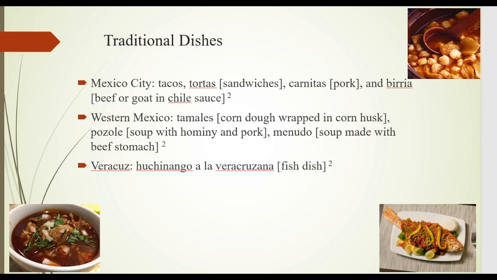And lastly, in the area of Veracruz, they use a lot of seafood for their dishes, and one of their most traditional and most popular dishes is called Huachinango a la Veracruzana, which is a fish dish. And you can see a picture of what that dish looks like on the lower right-hand portion of the slide.